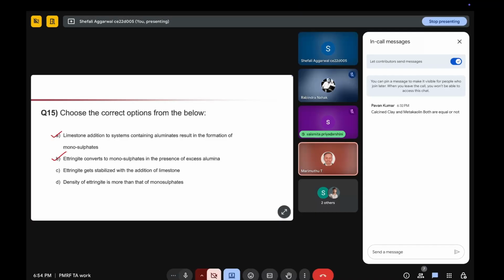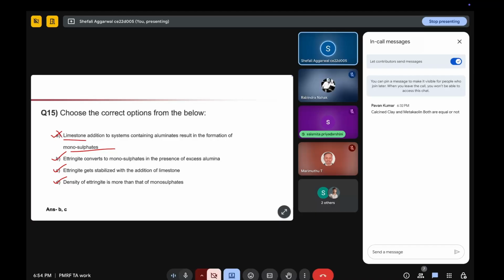B, correct. Which one? D, okay. So the answer is actually B and C are the correct options. Let's see why. First is limestone addition to systems containing aluminates results in the formation of monosulfates. It's not the addition of limestone which is forming monosulfate, it is because of the addition of metakaolin. Okay.